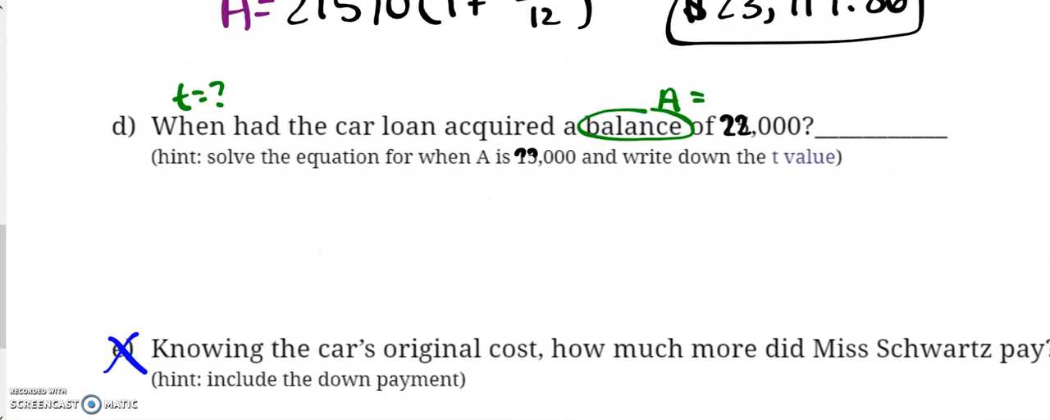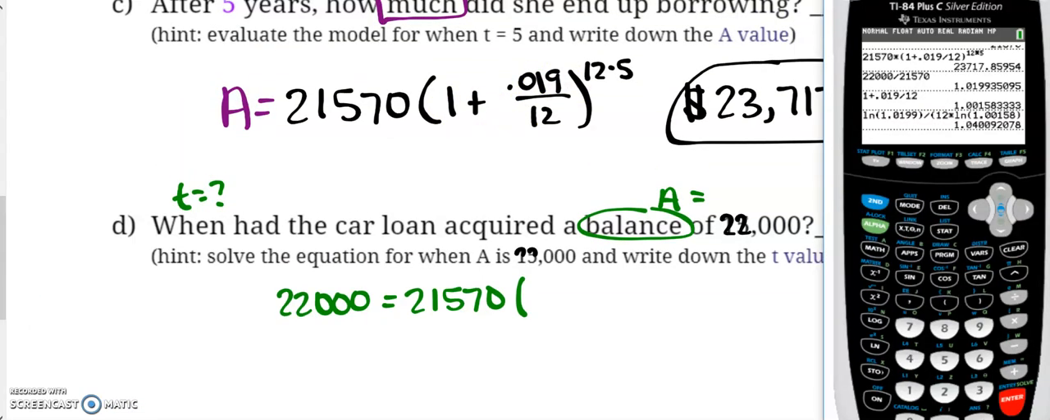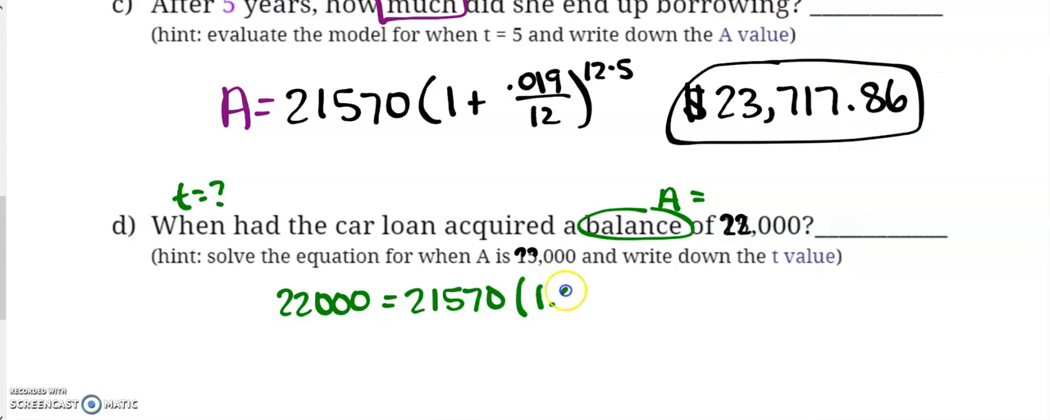When had we acquired a balance of 22,000? So 22,123 equals 21570. And then remember, we found that the part that was in parentheses, this 1 plus 0.019 divided by 2, was actually equal to 1.00158. And it's really important you carry out quite a few decimals because otherwise you're going to be off with rounding errors, okay? So this is where we got to.